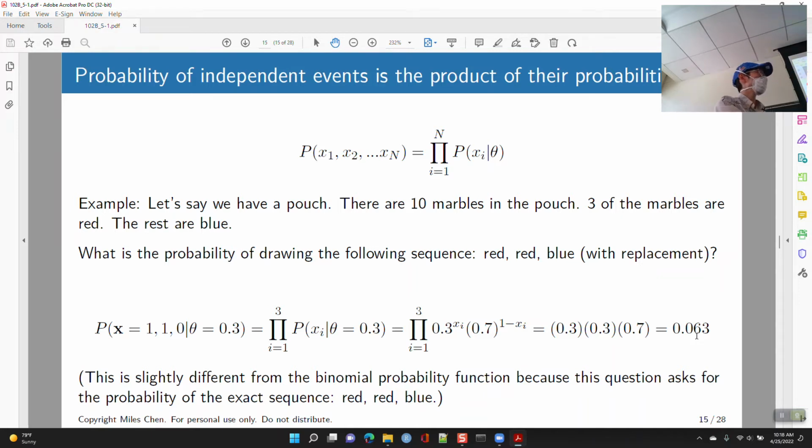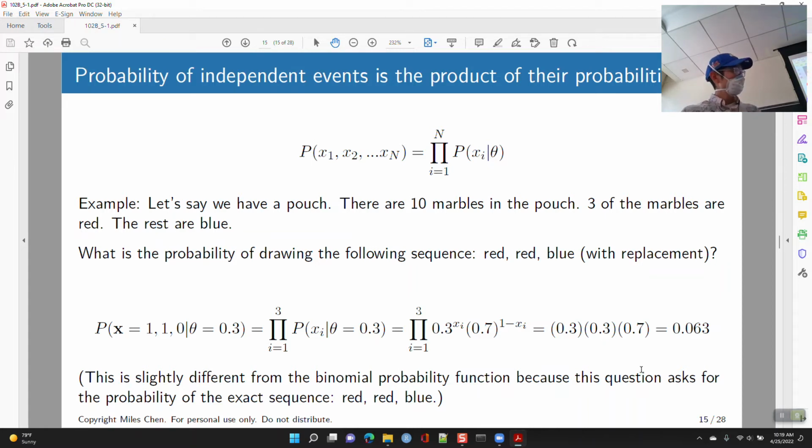This is a little different from a binomial probability, which asks for the probability of getting 2 red out of 3 draws where the order doesn't matter. You would take this result and multiply it by 3 because there are 3 possible sequences. But this is the probability function that we're using.